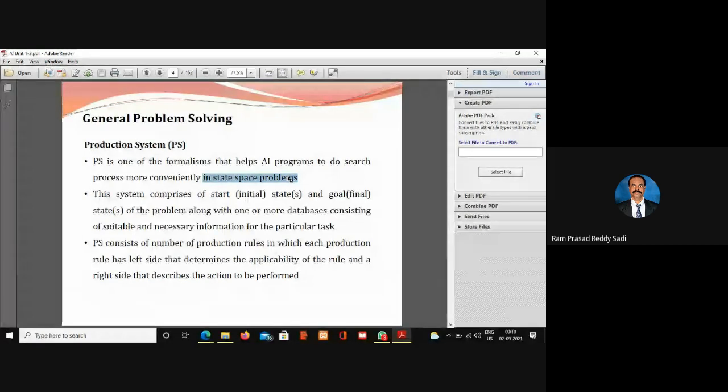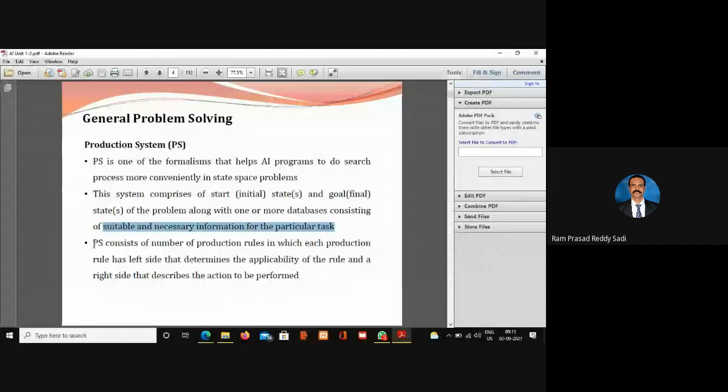So definitely this production system will have an initial state and the goal state of the problem. Along with that, it will have certain intermediate states also. The system comprises of start, that's the initial state, and goal, the final state of the problem, along with one or more databases consisting of suitable and necessary information for the particular start, certain background information, just to reach the solution.